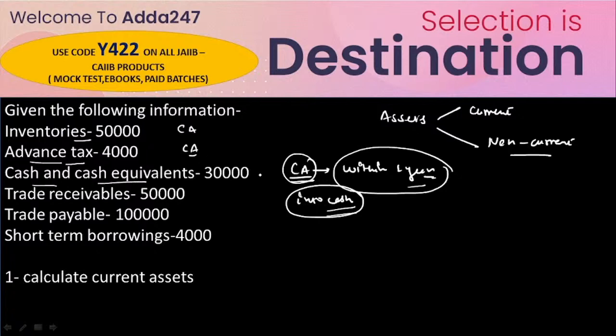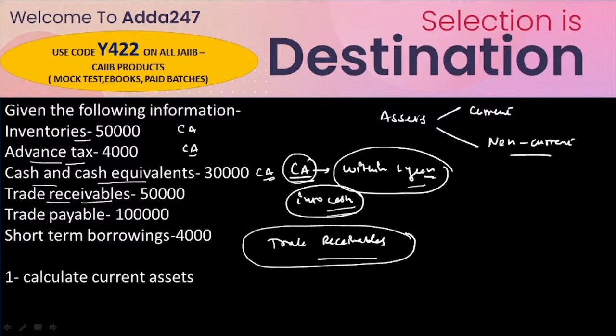Cash and cash equivalents are also considered a current asset. Trade receivables. What do we understand by trade receivables? Say trade receivables or account receivables. It is a payment which the company will receive from its customers who have purchased its goods and services on credit. So trade receivables means the payment that the company will receive from customers who have purchased goods on credit.